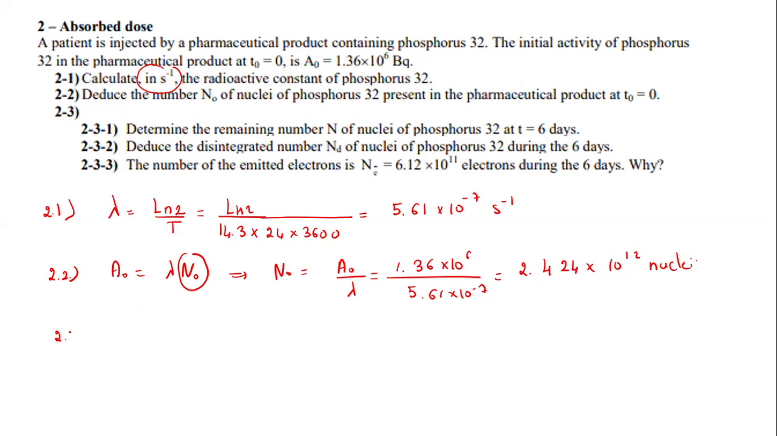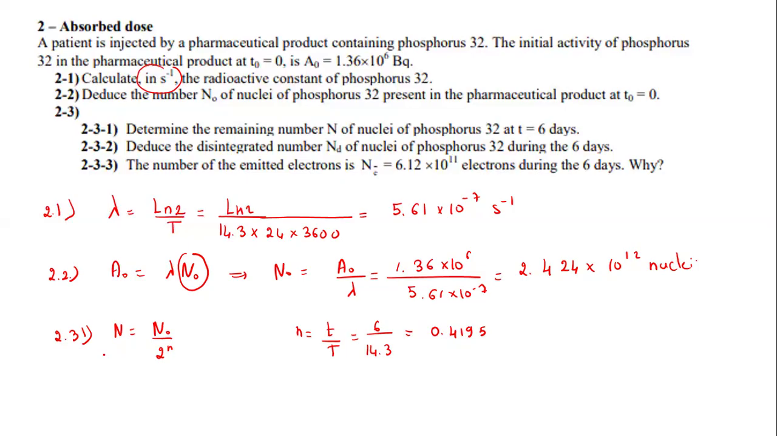Now part 2.3.1. Determine the remaining number at t equals 6 days. In order to find the remaining number, we have N equals N0 over 2 to the power n. Given N0, and the question says 6 days, I can find the number of periods. So the number of periods is given by t over big T, which equals 6 days over the 14.3 days, which equals 0.4195. This is the number of periods.